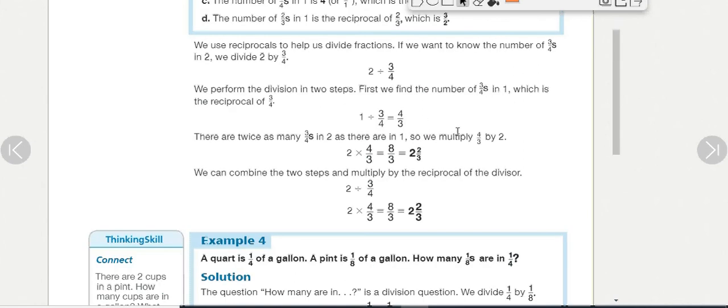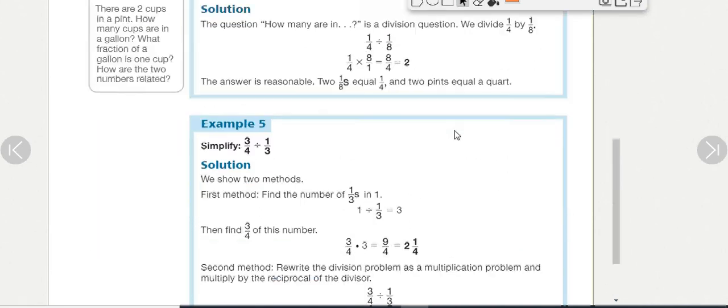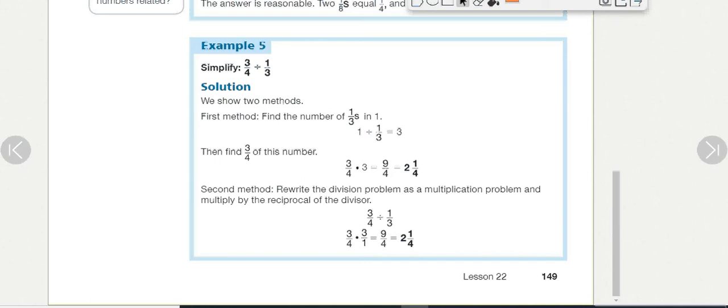We use reciprocals to help us divide fractions, right? Instead of dividing, we multiply by the multiplicative inverse. So 3/4 divided by 1/3. Before you do anything, you have to multiply instead by the reciprocal. Can I cancel? No. So 3 times 3 is 9. Hopefully this is review and you're feeling good.